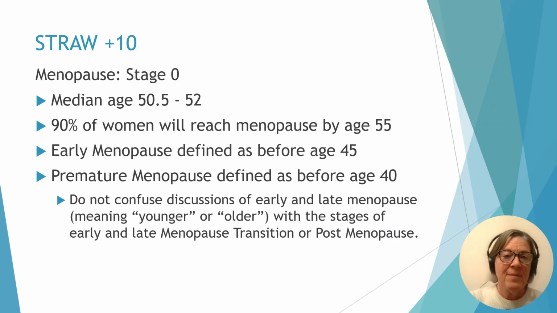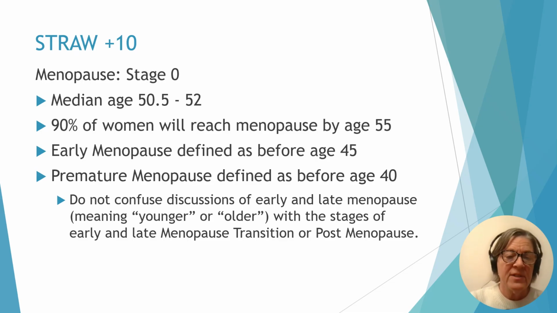Stage 0, as I mentioned, that's just that last period. Median age is, depending on who's doing the research, 50.5 to 52. 90% of women will reach menopause by the age of 55. Early menopause is defined as before age 45, and premature menopause or premature ovarian insufficiency is defined as before age 40.